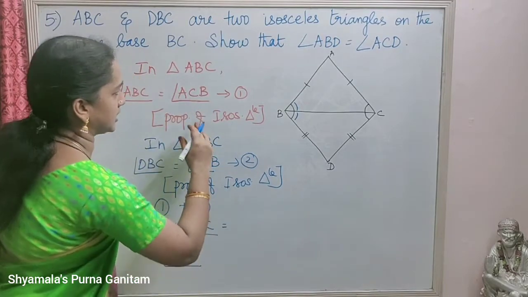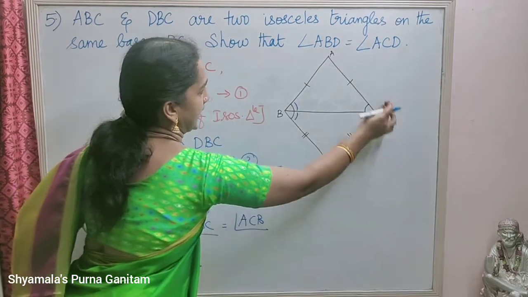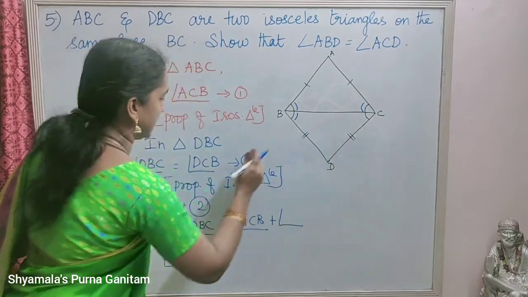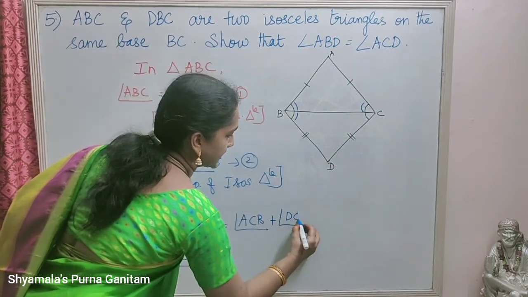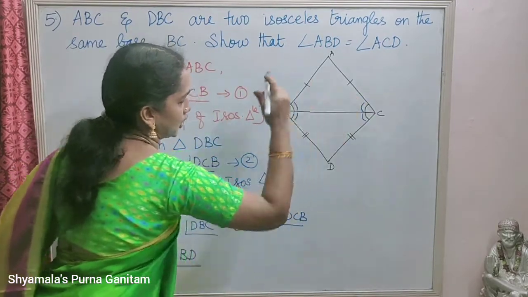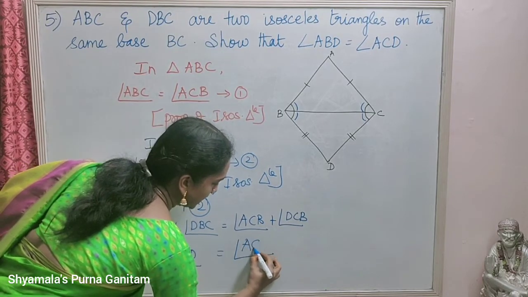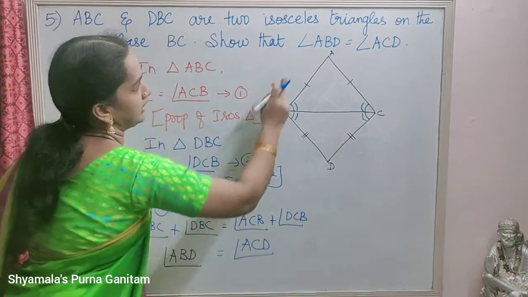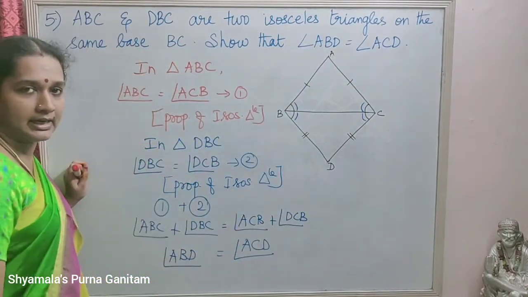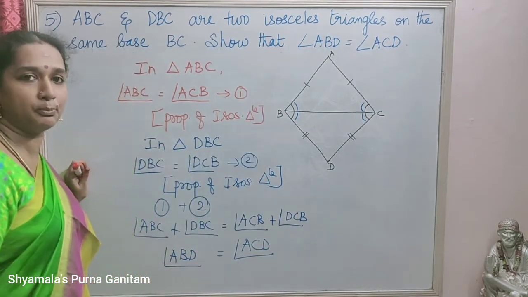Same way on the RHS, angle ACB plus angle DCB. DCB is this angle. If you add these two angles, you will get angle ACD. So what is the thing they asked us to prove? Angle ABD is equal to angle ACD. So we have proved it.